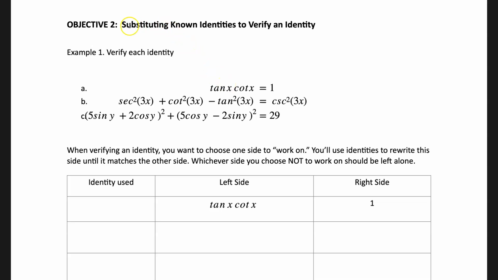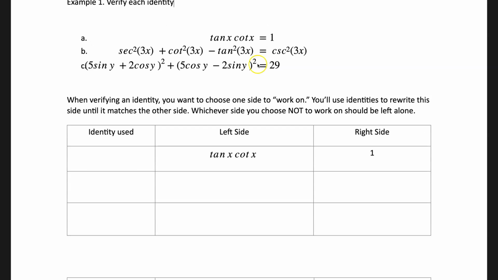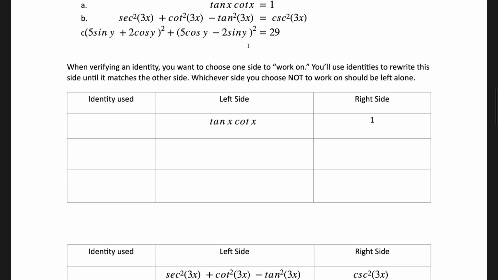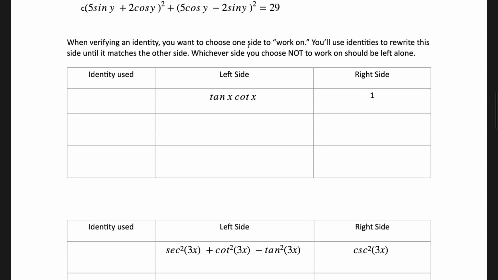Objective 2 is all about substituting known identities to verify proofs. So this is the simplest way that you can prove something is true. And remember that every proof that you'll see on this packet is really an equation. Okay, so the idea of proving something is just saying, yes, in fact, these two things are equivalent to one another, right? So here we have the first one, tan x times cotangent x equals 1.